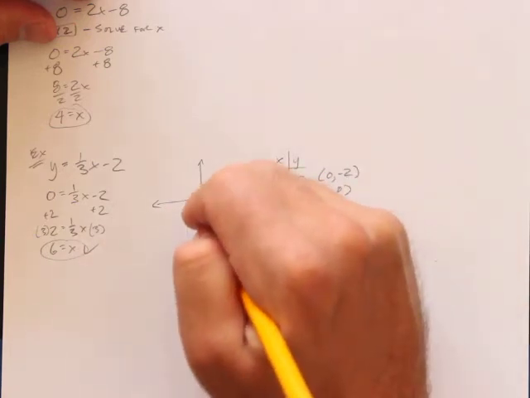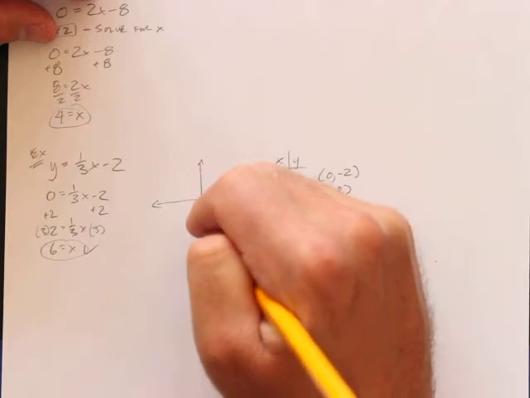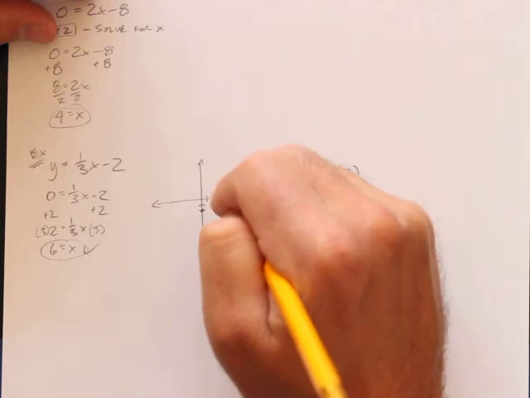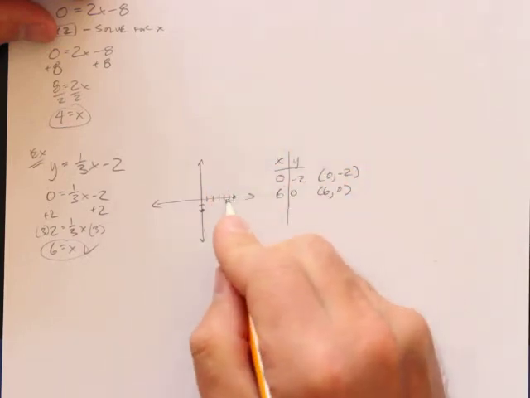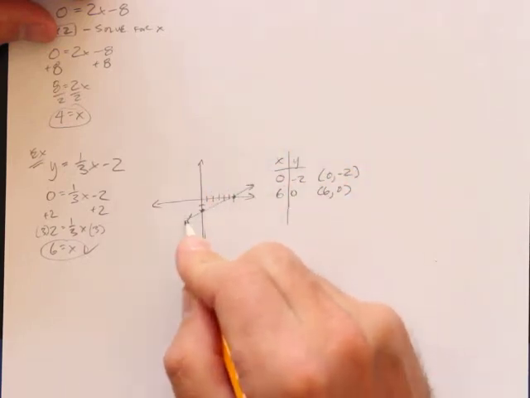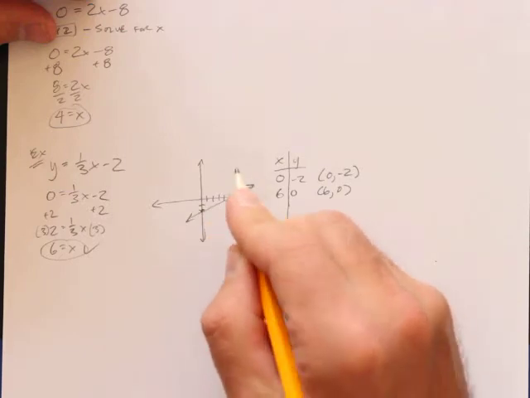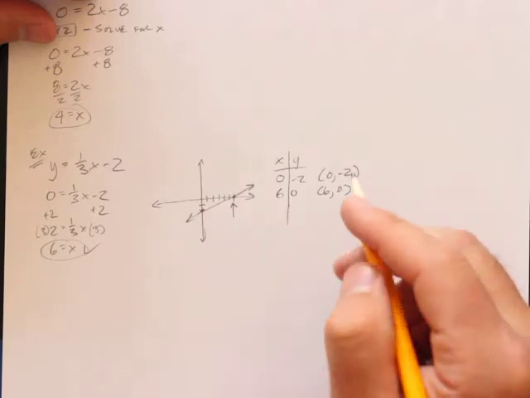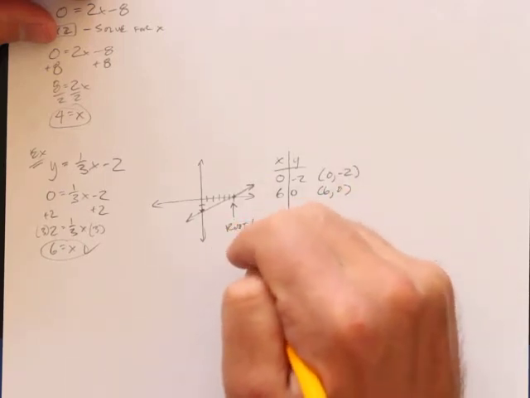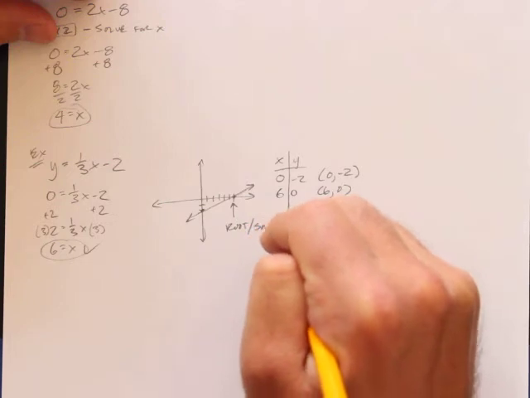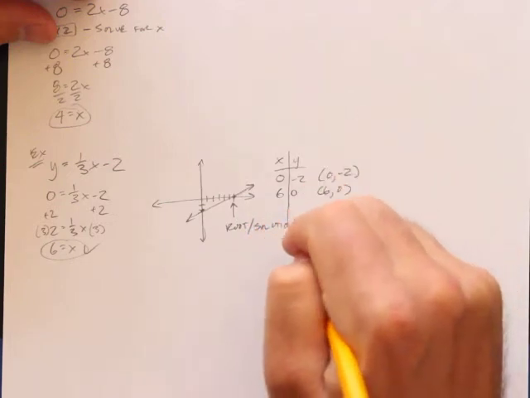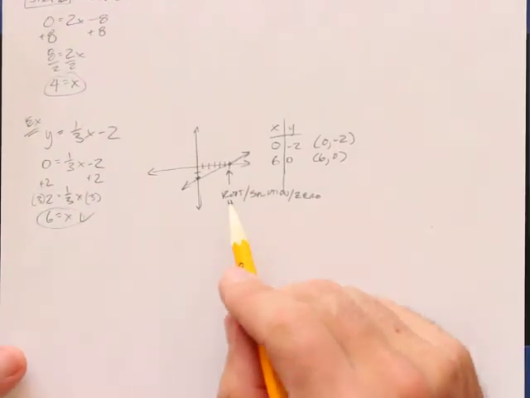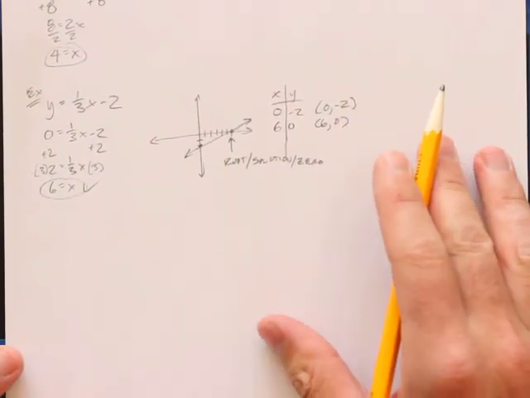0, negative 2, so 0, 1, 2, there's that point. That's my y-intercept. And then 1, 2, 3, 4, 5, 6, 0 is my x-intercept. So I have a line that goes right through here like this. And you can see, boom, right there at 6, I've got my root, also known as my solution, which is also known as my 0. So you'll see these three terms used pretty interchangeably in your book.